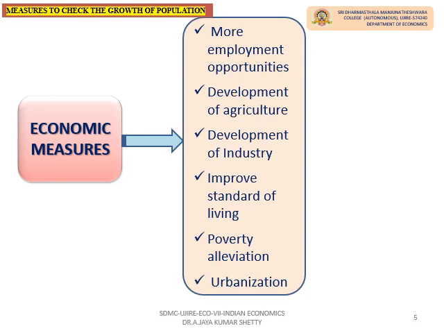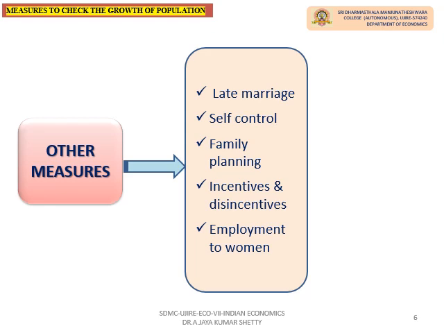Coming to economic measures, generating more employment opportunities, development of agriculture, development of industry, improving the standard of living of the people, poverty alleviation, urbanization are considered as the important economic measures which can bring down the growth of population, particularly in India. The other measures are late marriage, celibacy, self control, family planning, incentives and disincentives, employment of women are considered to be the other important measures.